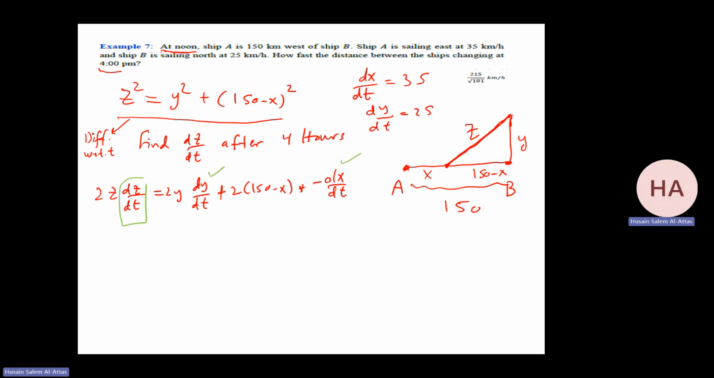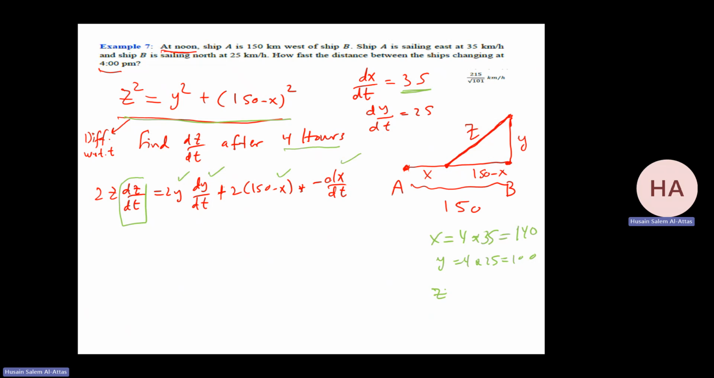Also, I can't find x and y yet. How? Since he said after 4 hours, and this is the speed of ship A, that means after 4 hours, what will x be? X will be 4 times 35, which is 120 plus 20, yes, 140. And y will be 4 times 25, which is 100. So now I have x and I have y. Plug the numbers. But what about z? I can get z from this relation.